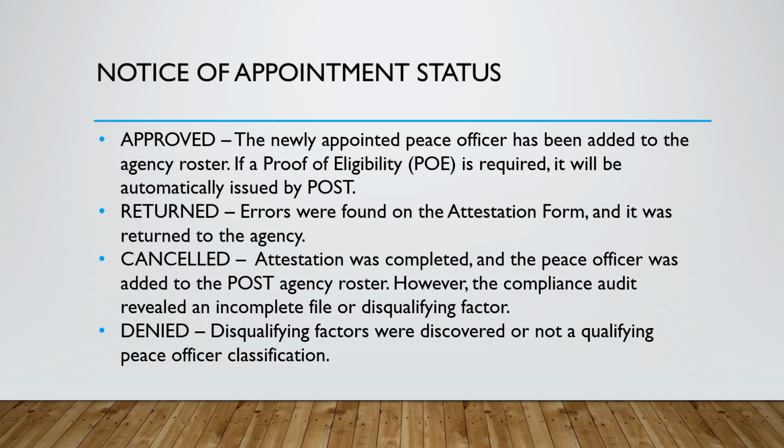If a notice of appointment was approved, the newly appointed peace officer will be added to your agency's POST roster, and if necessary, the proof of eligibility will be issued by POST. POST will not be mailing a copy of the proof of eligibility to the officer or the agency. The officer will have to create a PostPass account and log in to download a copy. The proof of eligibility will also be noted on the officer's POST profile.